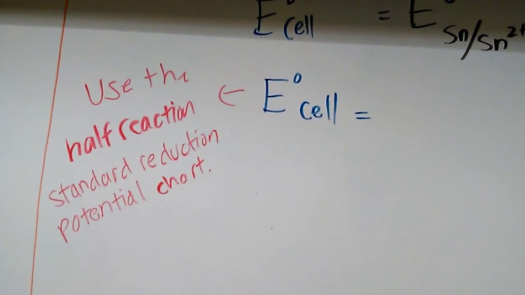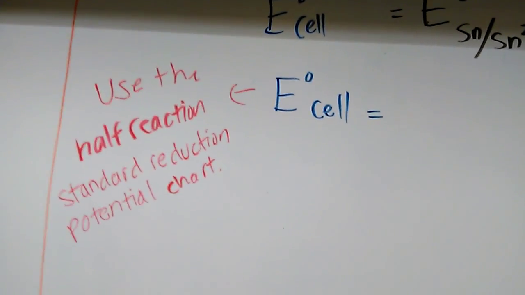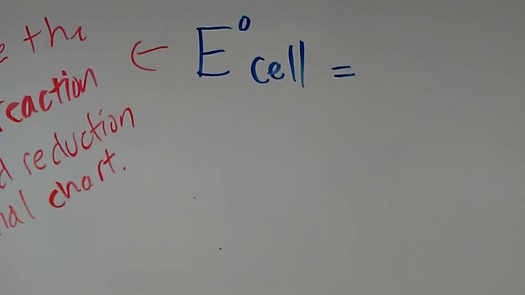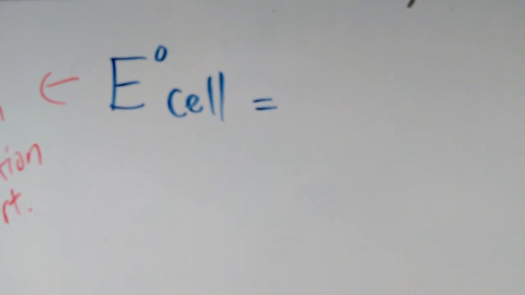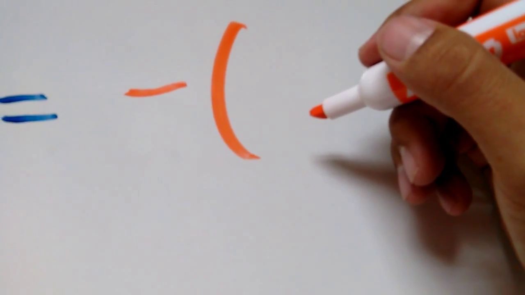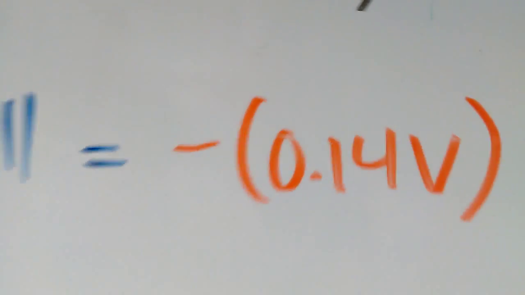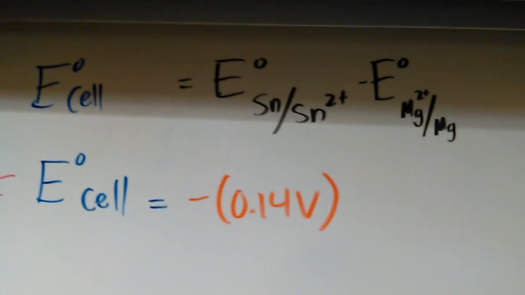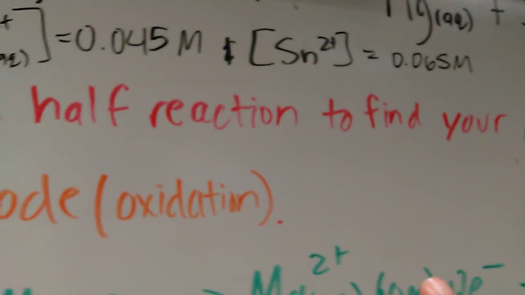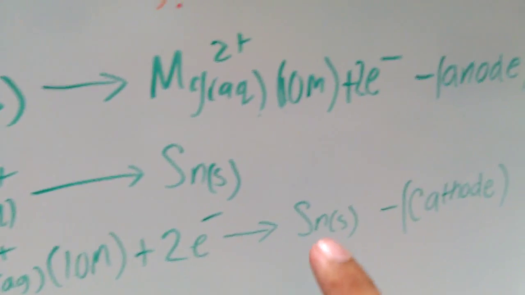In order to find the numbers that I'm going to put up right now, you're going to have to use the half reaction standard reduction potential chart. To find the voltage, according to that chart, it's going to yield a -0.14 voltage. So let me write here, it's going to be -0.14 voltage. And here we know that's our cathode, minus our anode, which we found here, anode for magnesium, and that's why we have it here.